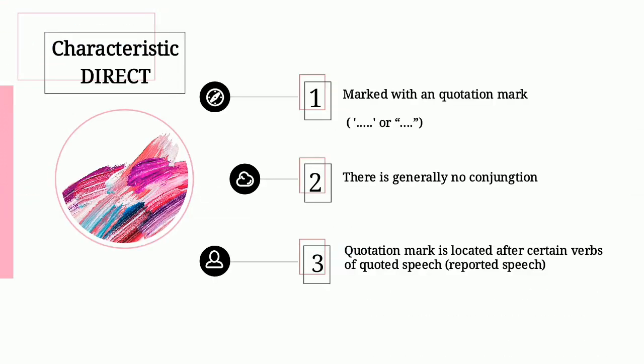Next is characteristics of direct speech. First, it is marked with a quotation mark, as we can see on the screen. The second, there is generally no conjunction. And third, the quotation mark is located after certain verbs of quote speech or reported speech.